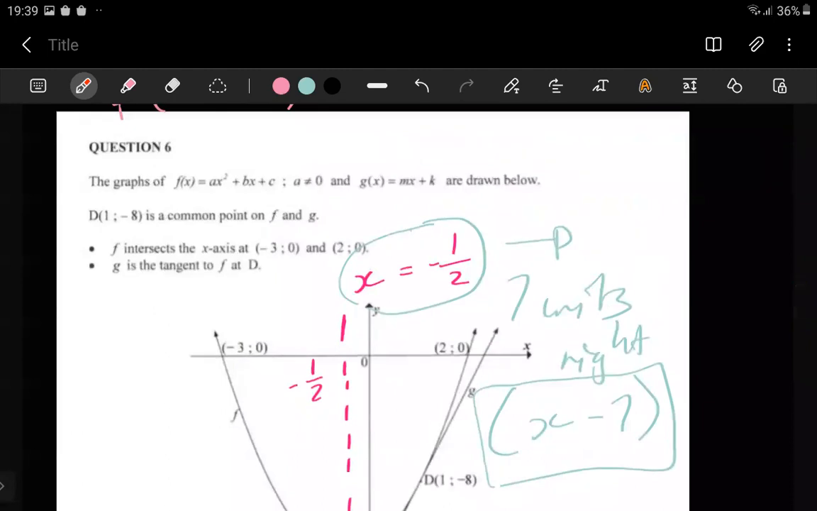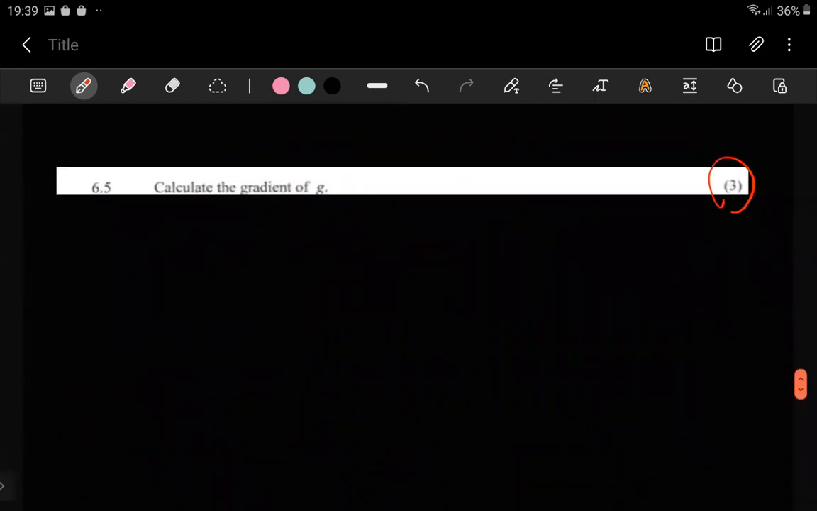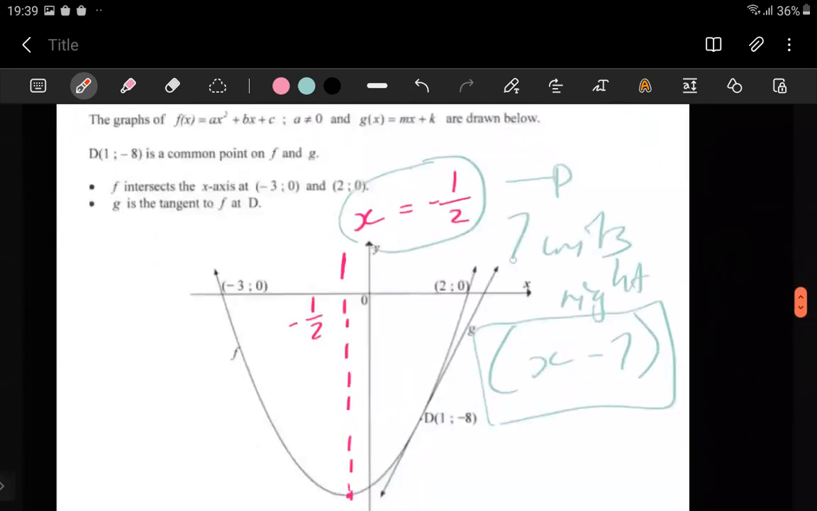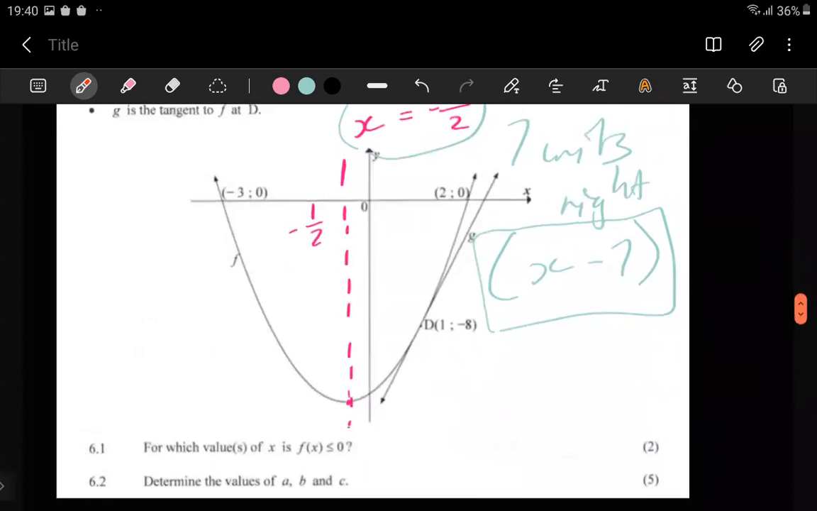But then they want us to get the gradient of G for 3 marks. So we have there G of x is equal to mx plus k. It's just a variable, but they want us to get the gradient of G. The issue is that we only have one coordinate for the line G. So us just having one coordinate, it means that this formula here, we cannot use it. This formula is not useful to us because it needs us to have 2 coordinates.